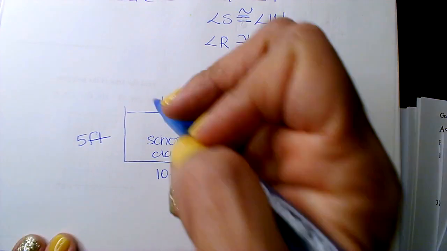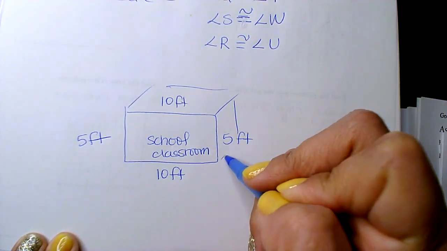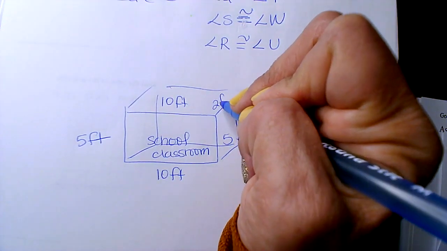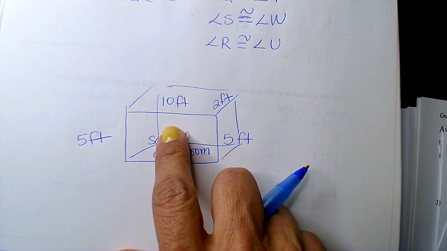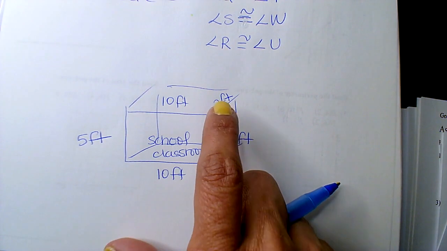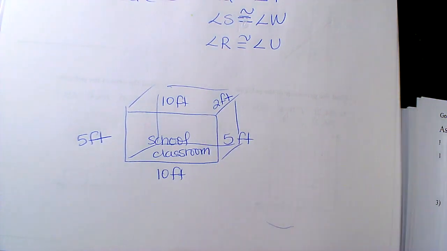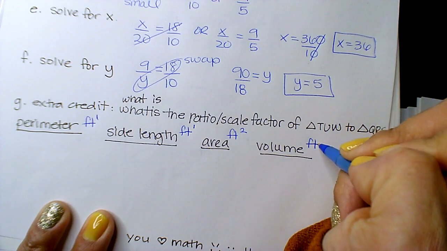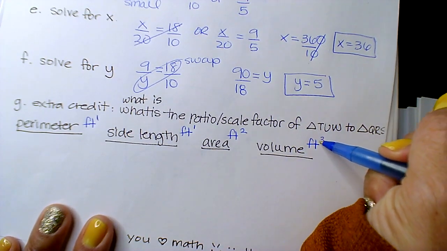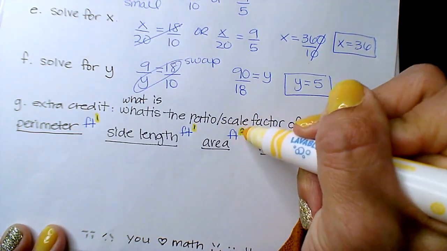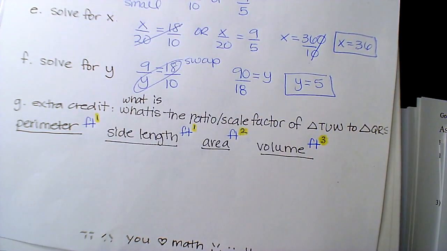If I ask for the volume of this classroom, say this is 2 feet: length times width times height. So 10 times 5 times 2, feet times feet times feet. So your answer would be 100 feet what? What would my exponent be? Cubed.